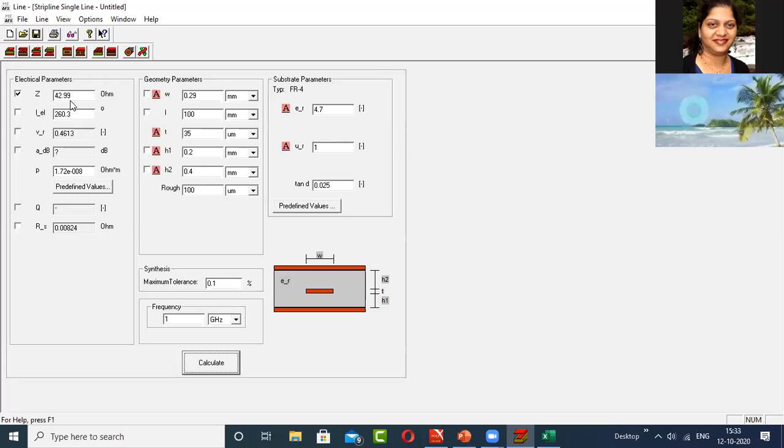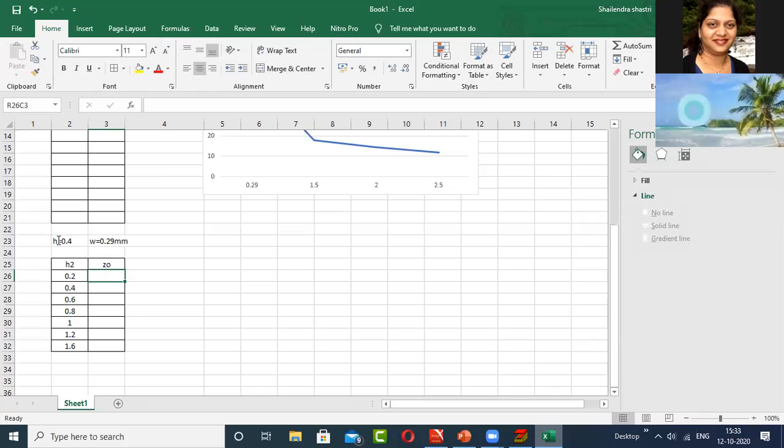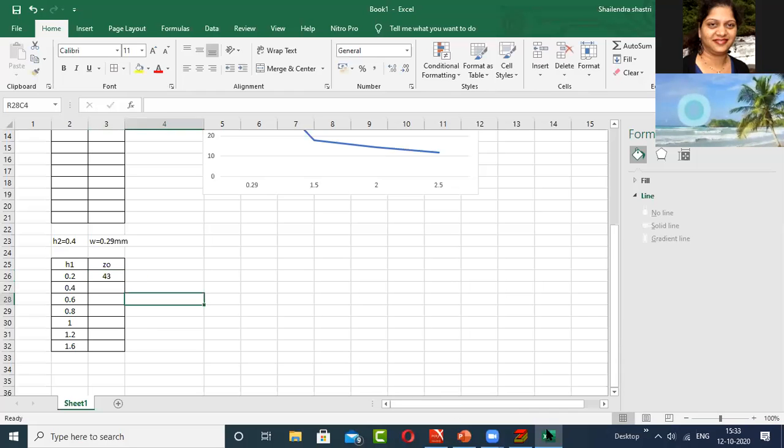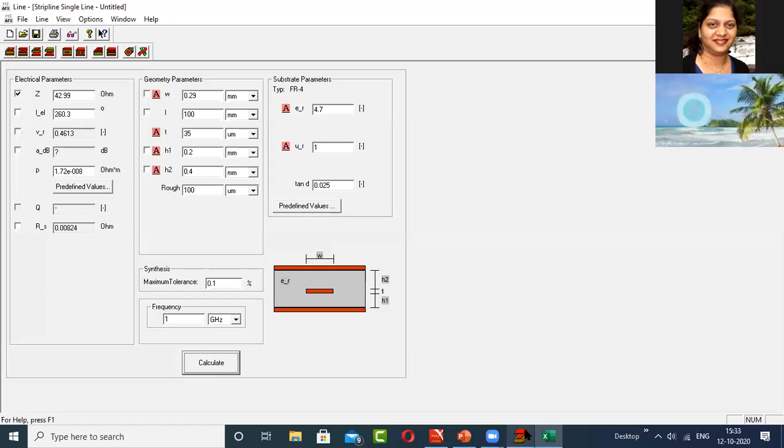So the impedance has dropped from 50 ohm to 43 ohm. Okay. This is H1 and H2 is 0.4. Okay. So it becomes 44. So it's 43. I will keep increasing this. Let's see what happens.